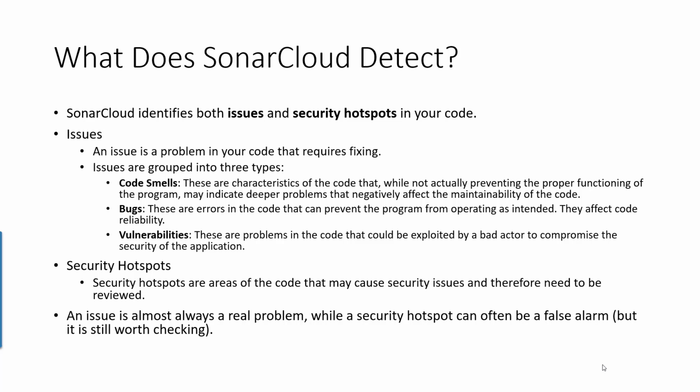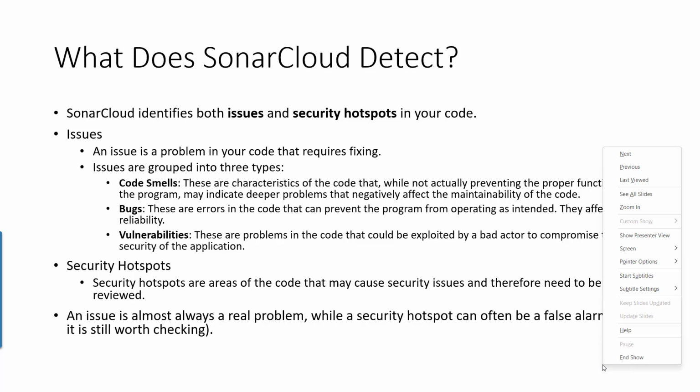A code smell is some kind of code that is not actually preventing the proper functioning of the program, but it may negatively impact your application's execution, and maybe it will affect the maintainability of your application. Such things you can consider as code smell. Bugs, on the other hand, are errors that prevent the application from running successfully.